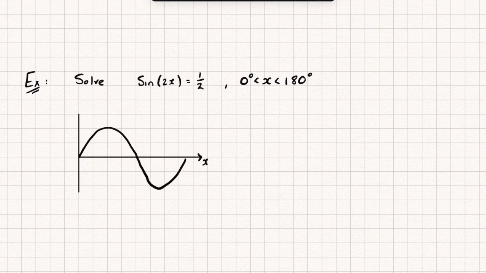And so I'm going to sketch out my graph. So there's 90, there's 180, there's 270, and there's 360. I'm now going to do inverse sine of 1/2, and that's going to tell me what 2x is equal to.